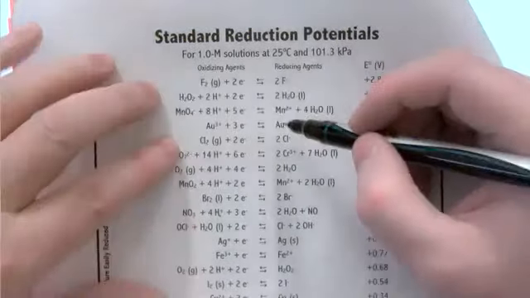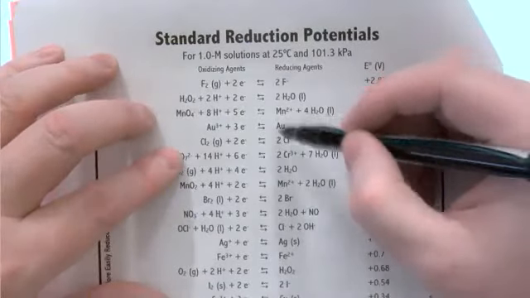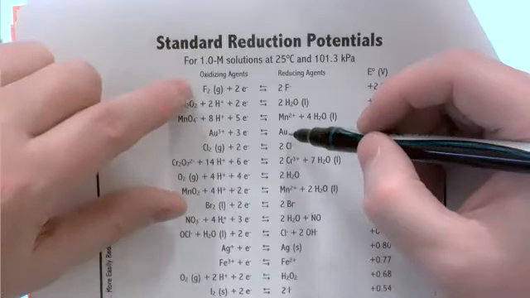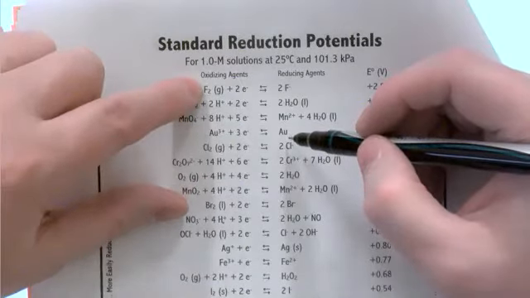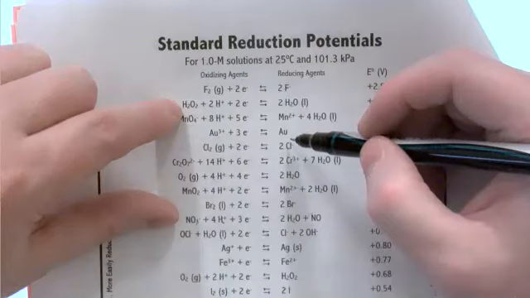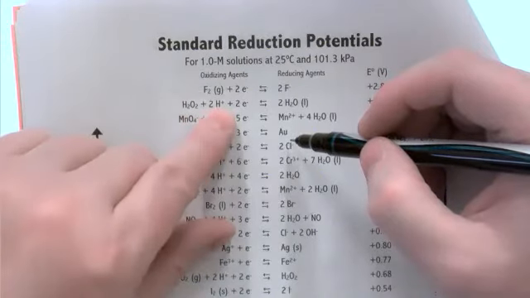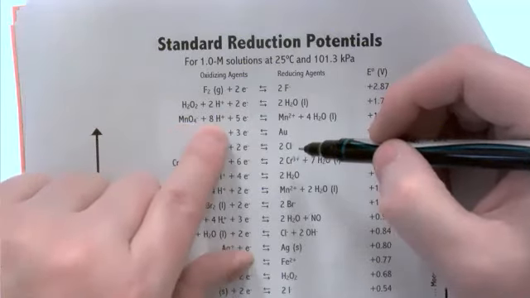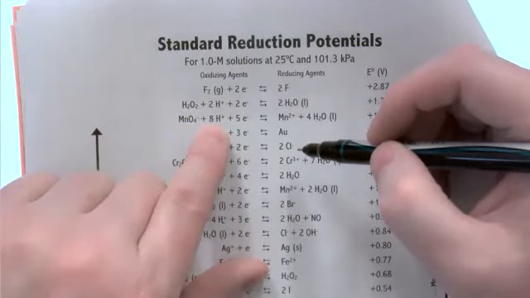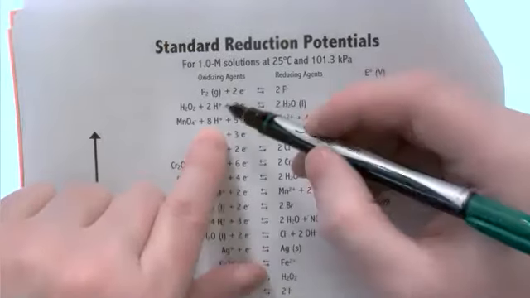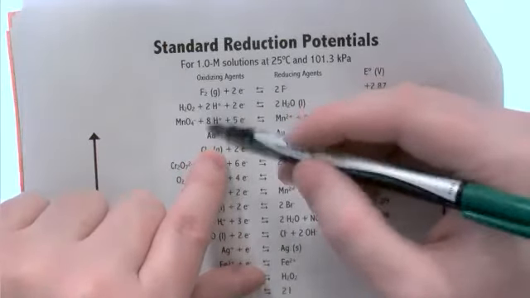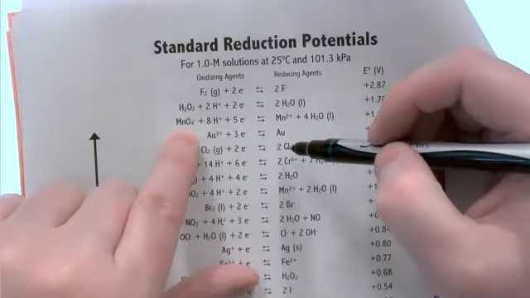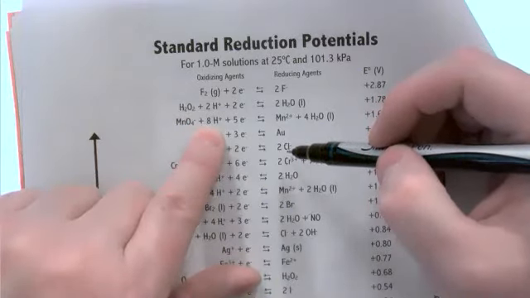Would anything react with gold metal? Yeah, fluoride. Well, looking up above, not fluoride, but fluorine. Fluorine gas would react with gold. Hydrogen peroxide in an acidic solution would react with gold. So does permanganate ion in an acidic solution. How do I know it has to be in an acidic solution? Because it says H plus beside it, right? If I just put gold into a permanganate solution, nothing would happen. But if I add some acid to that, boom, it starts reacting.